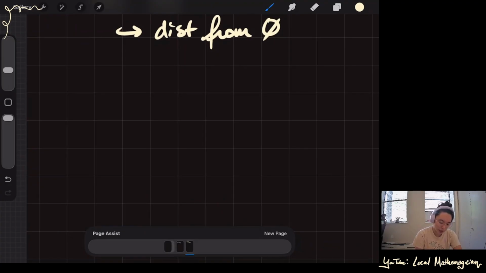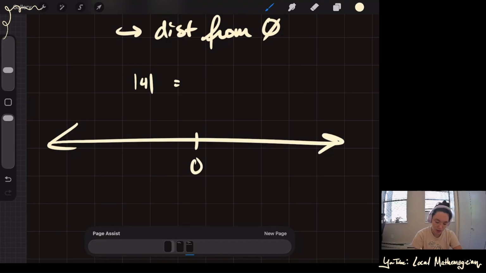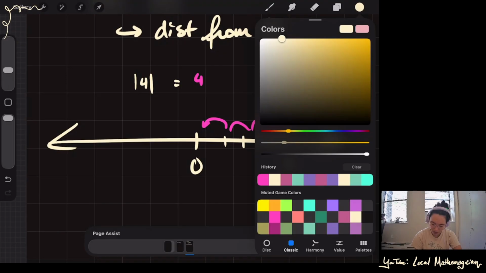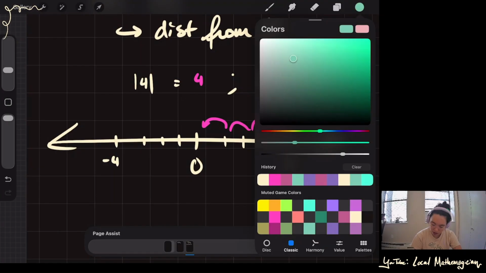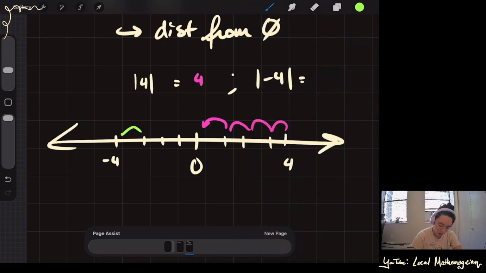So, for example, let's say the absolute value of 4. How far is 4 from 0? 1, 2, 3, 4, right? If you do the little hop method, you go 1, 2, 3, 4. Okay. And what if you asked the absolute value of -4? Well, -4 lives here, -3, -2, -1. You do the same thing. Let's do it in green. 1, 2, 3, 4. It's also 4, okay?